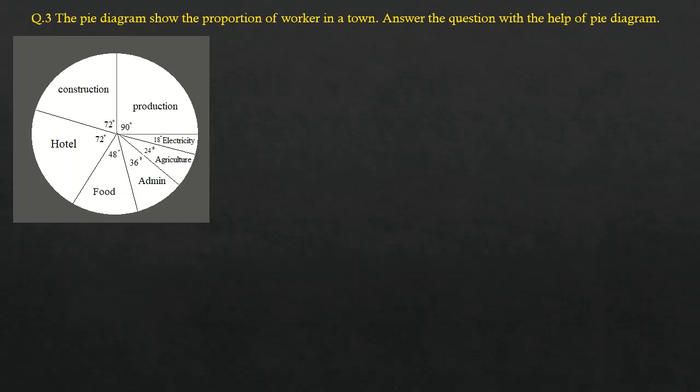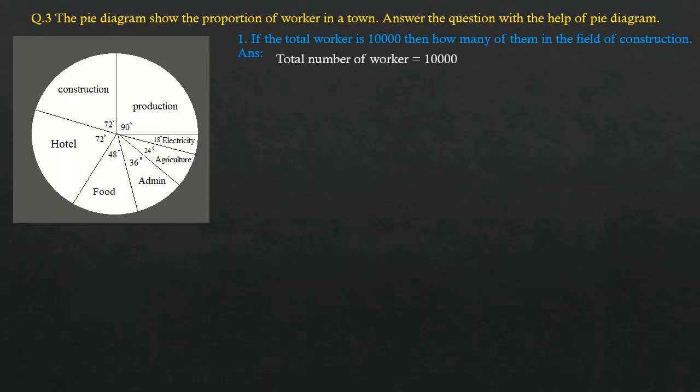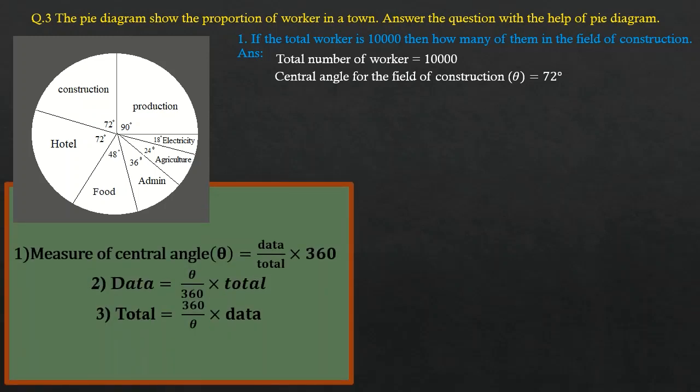and the central angle is given accordingly. The first question is, if the total worker is 10,000, then how many of them are in the field of construction? मतलब total दिया है, so we'll write down total. Number of workers is 10,000, and construction field की बात कर रहे हैं. तो अगर हम पाई डायग्राम को ऑब्जर्व करेंगे तो कंस्ट्रक्शन फील्ड का सेंट्रल एंगल है 72 डिग्री. अब आपको कंस्ट्रक्शन फील्ड का सेंट्रल एंगल पता है, आपको ये फाइंड करना है कि कंस्ट्रक्शन फील्ड में कितने वर्कर काम कर रहे हैं. So we have to find the data.